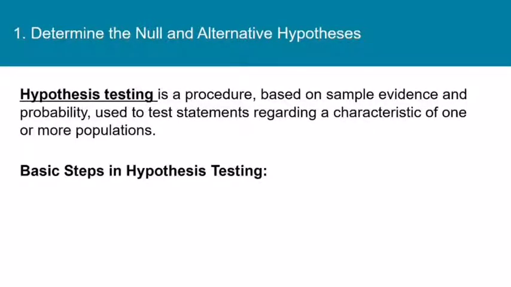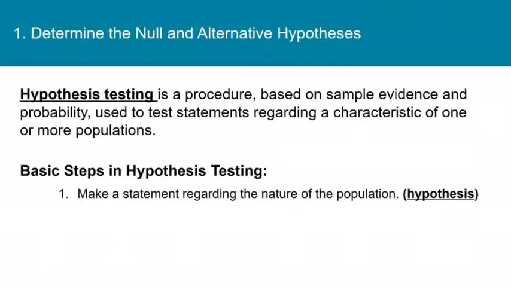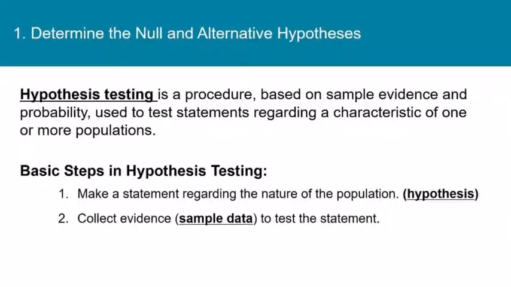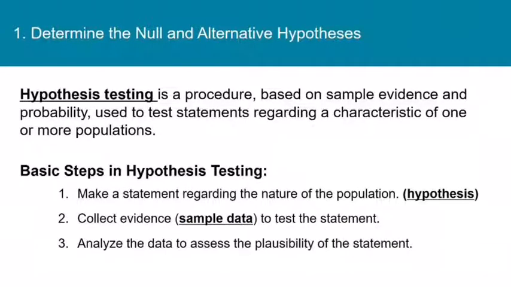So the basic steps in hypothesis testing are these. First, we make a statement regarding the nature of the population, that is our hypothesis. Second, we collect evidence, that is our sample data, to test the statement. And third, we analyze the data to assess the plausibility of the statement.